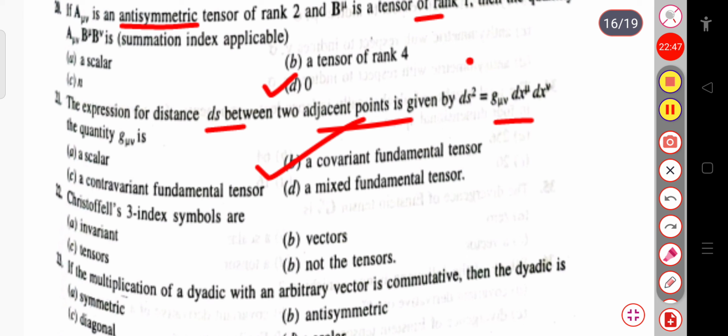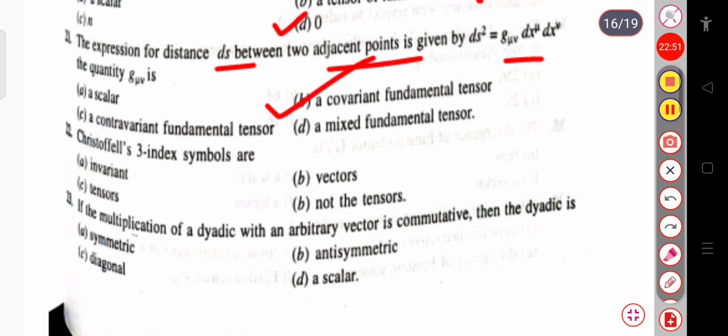Okay. The next question is, Christoffel's three index symbols are invariants, tensors, scalars, vectors, or not tensors. So here the correct answer will be that these are not tensors. The next question is, if the multiplication of a dyadic with an arbitrary vector is commutative, then the dyadic is symmetrical, diagonal, antisymmetric, or a scalar. So here this will be symmetric.